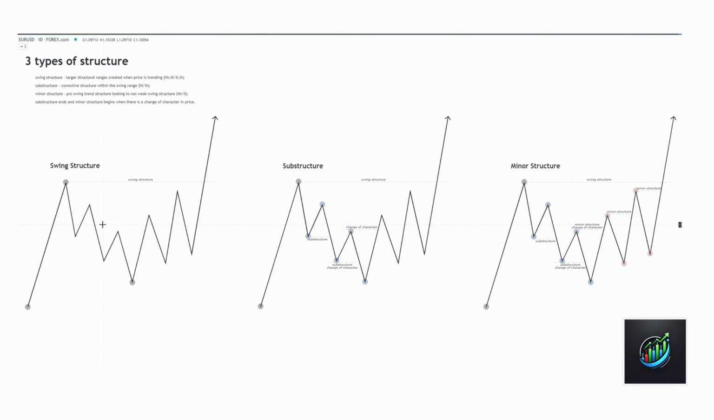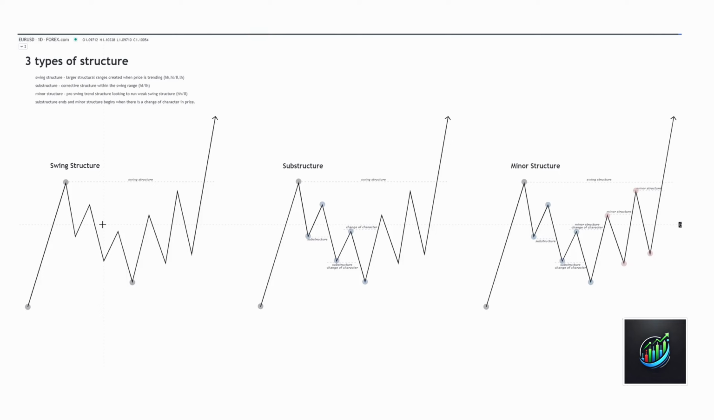And then finally, the minor structure is the pro swing trend structure, which is looking to run the weak swing structures, whether it be the higher high or the lower low, depending if it's a bull trend or a bear trend. And one final thing to know, just to be able to clearly delineate the difference between substructure and minor structure, is substructure ends and minor structure begins when there is a change of character in price.